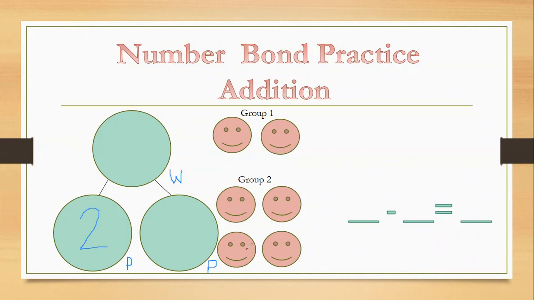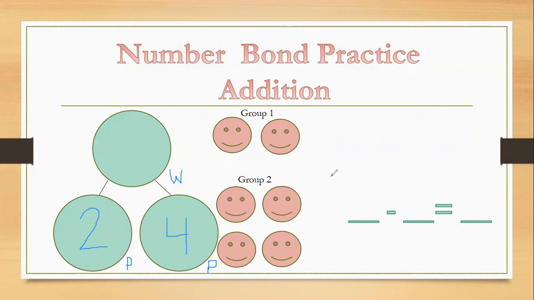I'm going to go down to my group number 2, which is my second part, and we're going to count up the number of smiley faces in group number 2. So go ahead and count with me how many smiley faces are in group number 2. 1, 2, 3, 4. So my number 4 will go in this second circle, the second part. Remember, whole, part, part. Okay, guys, so then our total will go on this top part.